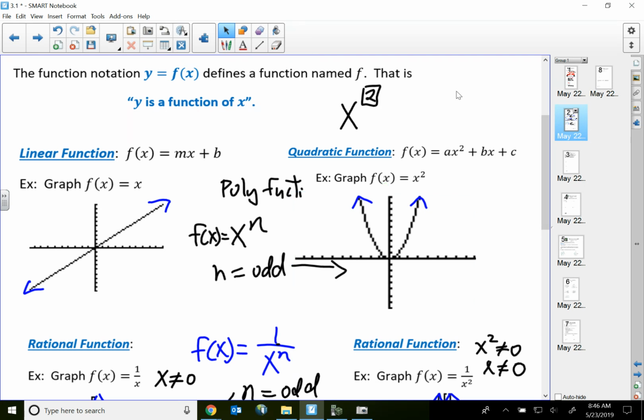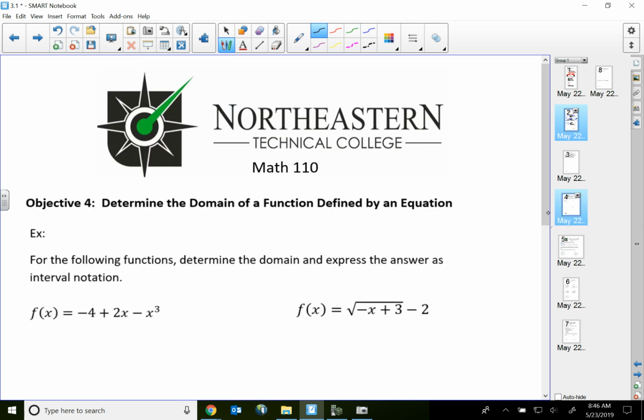My pen is acting up, excuse me. If n is an even power, it will always look like a U-looking thing.